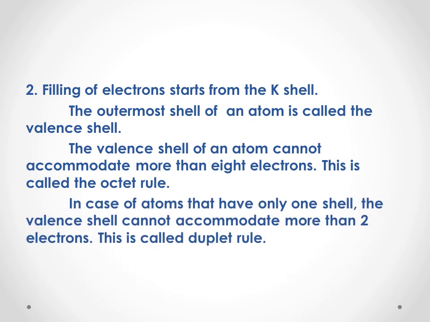In case of atoms that have only one shell, the valence shell cannot accommodate more than 2 electrons. This is called the duplet rule. For example, hydrogen and helium have only one shell, that is the K shell. And K shell can accommodate only 2 electrons, not more than 2 electrons. This rule is known as the duplet rule.